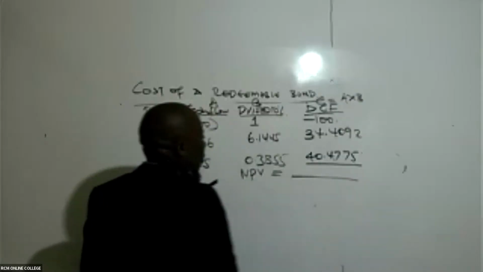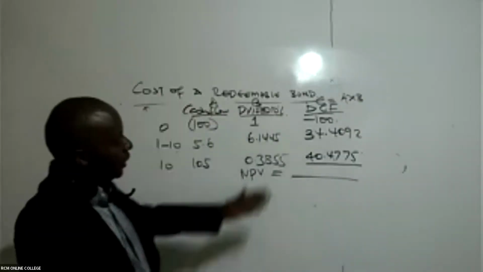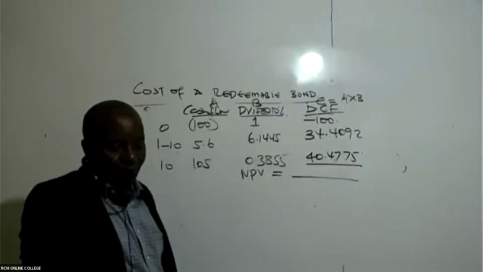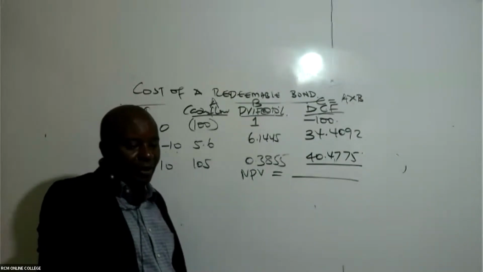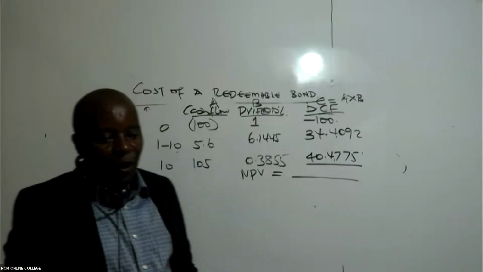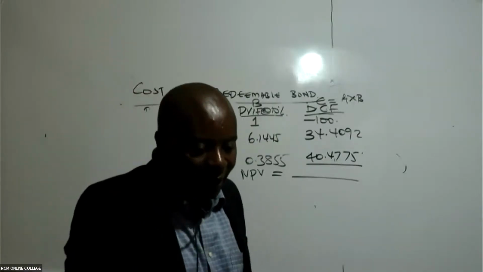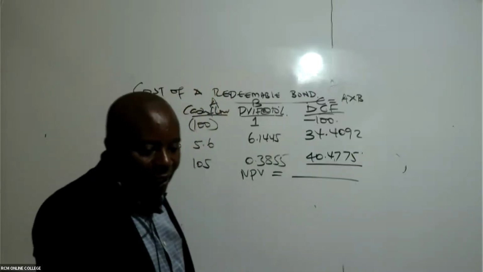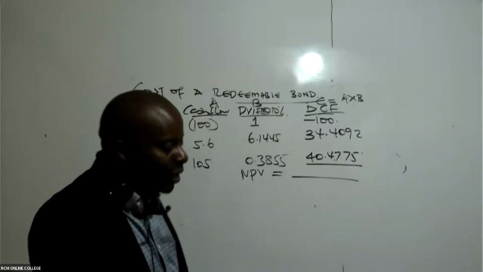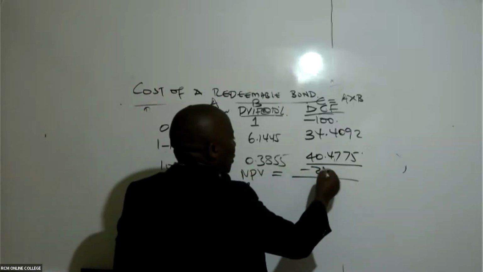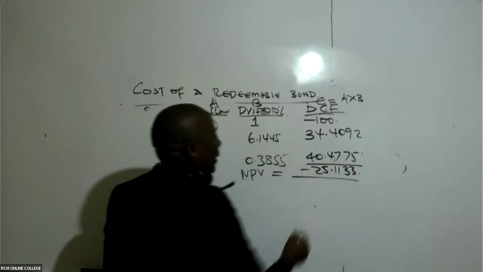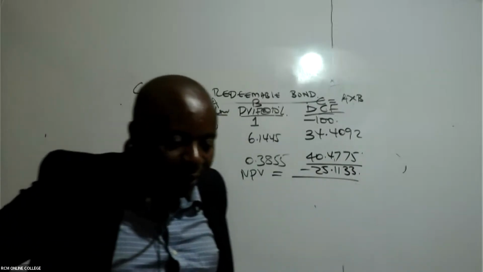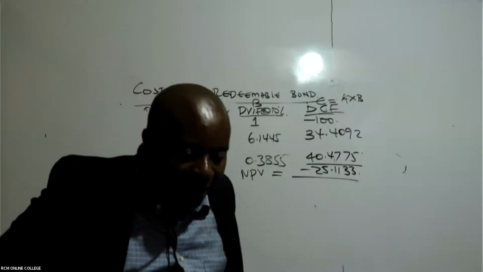So NPV will be equal to, you are now adding everything. This plus this plus this will be negative something. So negative 25.1133. Is there somebody else who is able to confirm? Anybody else who is able to confirm this figure?